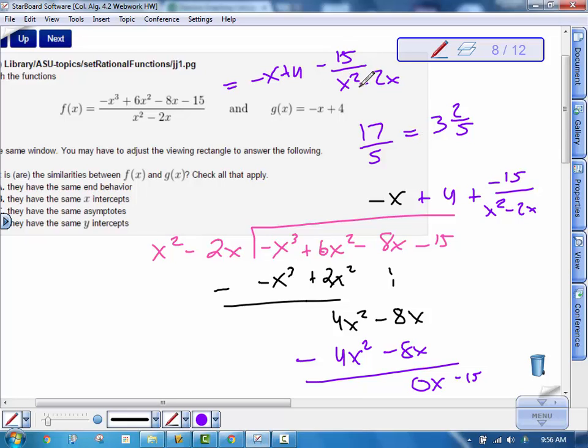What's handy about rewriting this function like this is that when x gets big or small, this drops off, and I'm left with just this line. So what that tells me is that when x gets big or small, this goes to 0, and I'm left with this line, so that's the end behavior. So algebraically, through long division, you can rewrite this function and show that the end behavior of this function f is going to be this line, which is called a slant asymptote in this case.